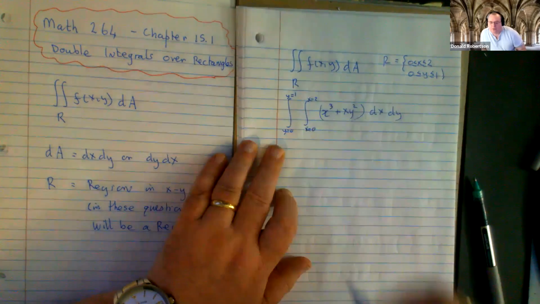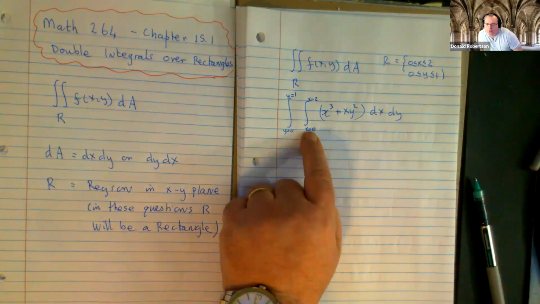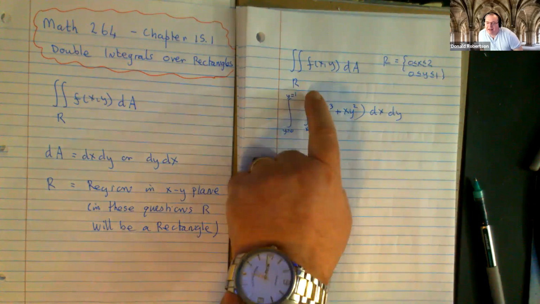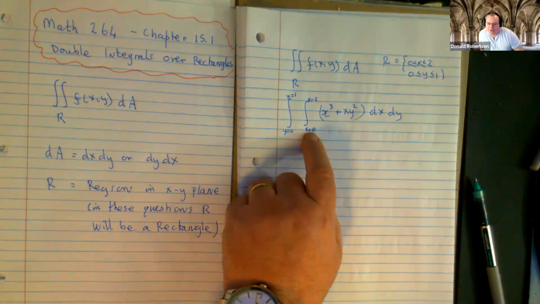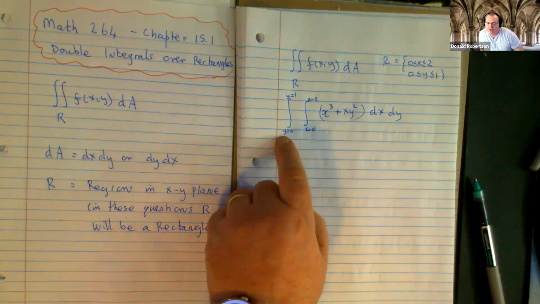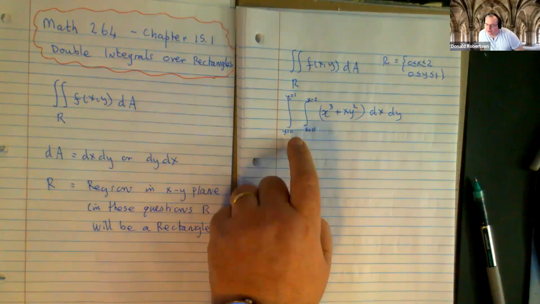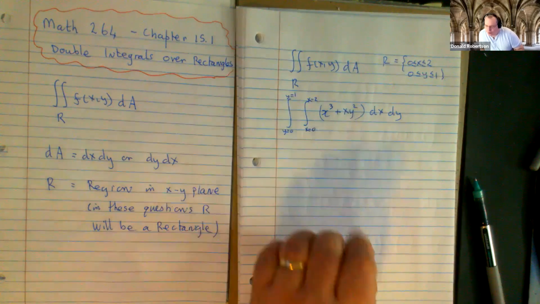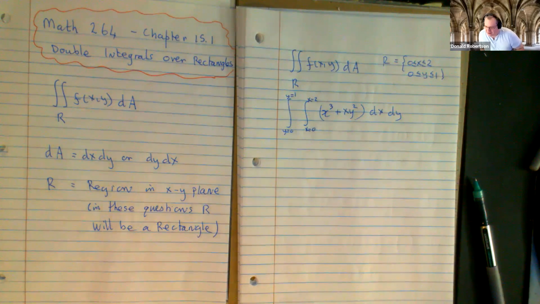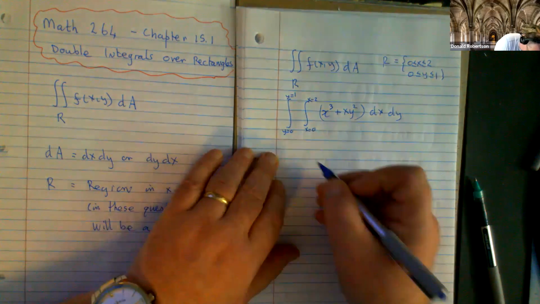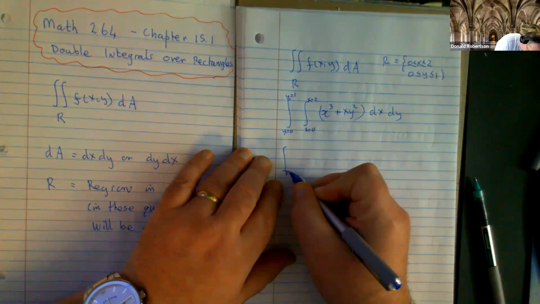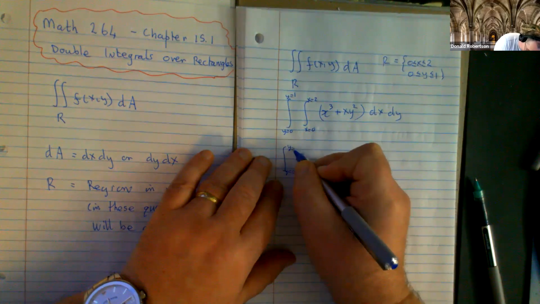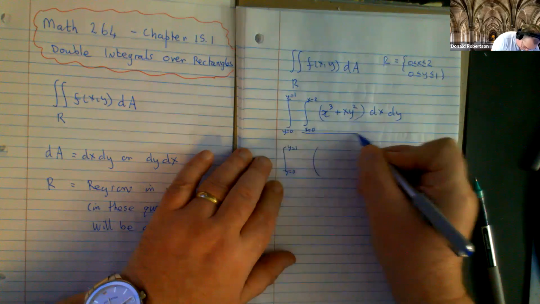I find it helpful to put not 0 to 2, but x is 0 to x equals 2, and not 0 to 1, but y equals 0 to y equals 1. Do you see that just makes it a lot clearer which number belongs to which letter of the alphabet, right? Which variable. That's really the only reason I'm doing it. So in this case, it's going to be the integral from y equals 0 to 1. That's that guy. And this guy gets done first.